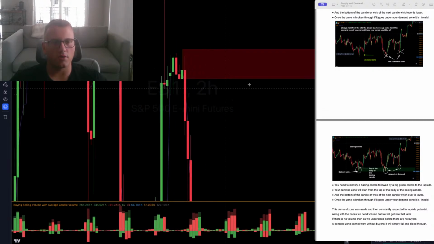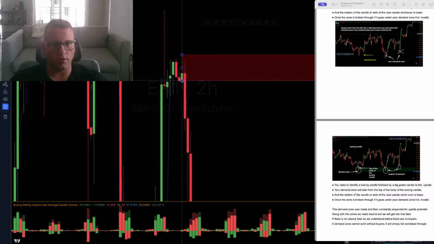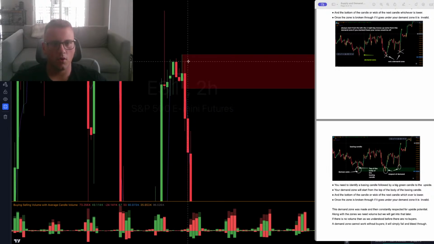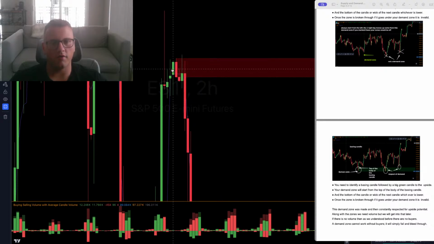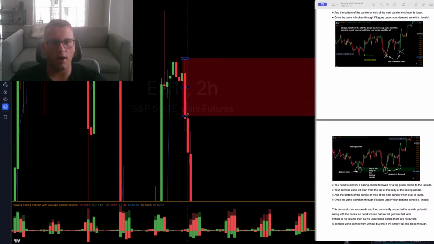And that is going to be our supply zone. A lot of traders will do this, or a lot of traders will end up doing something like this. You need to fill the body of the basing candle, the green candle, not the red candle. That would then be this.